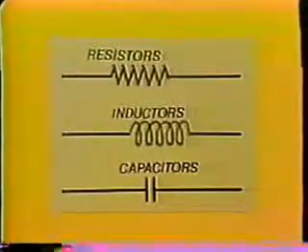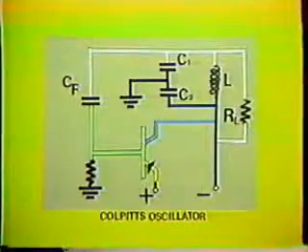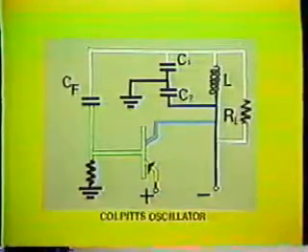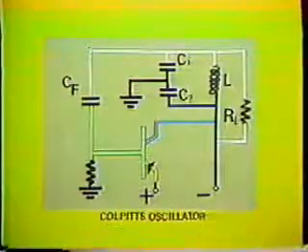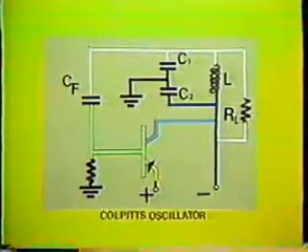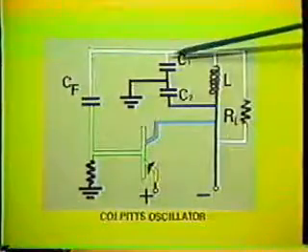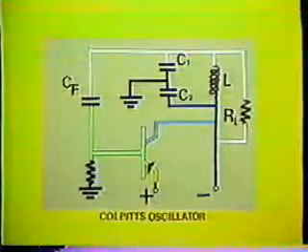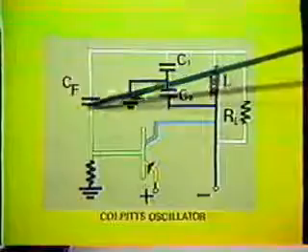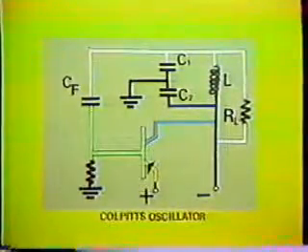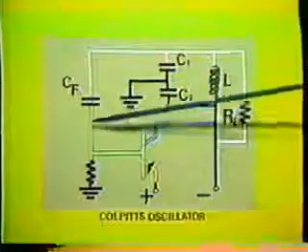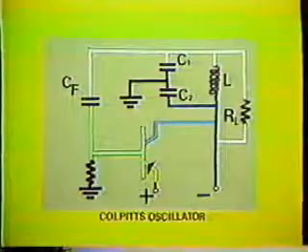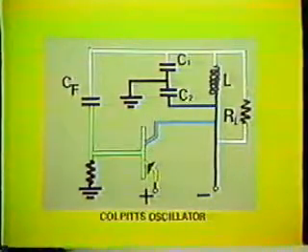Tuned collector oscillators are quite common. Two of the most used are the Colpitts oscillator and the Hartley oscillator. This is a design of a Colpitts oscillator. The tuned circuit, which consists of the inductor, L, and the capacitors, C1 and C2, determines the frequency of oscillation. Capacitor CF provides the positive feedback from the output to the input. The inductor, in parallel with the tapped capacitors, is a characteristic of the Colpitts oscillator.